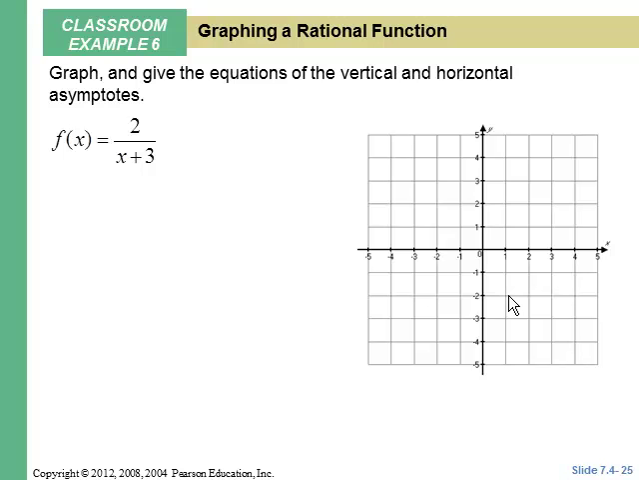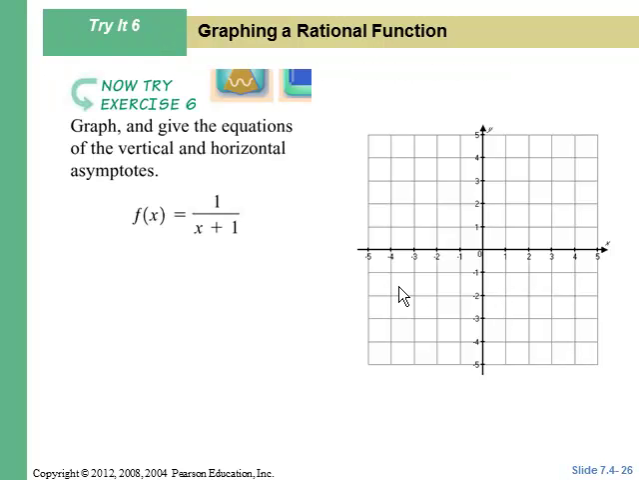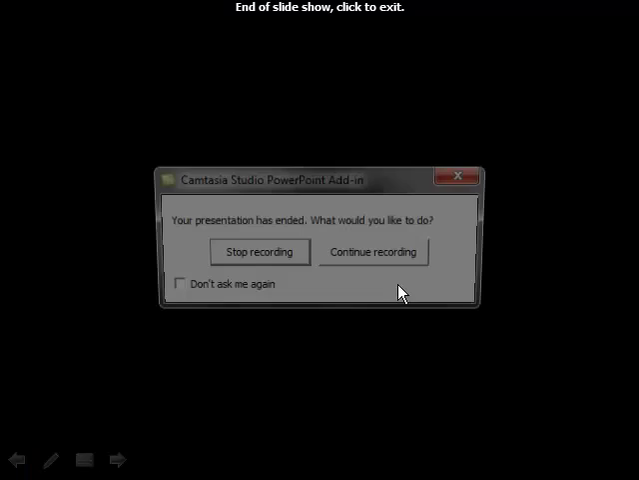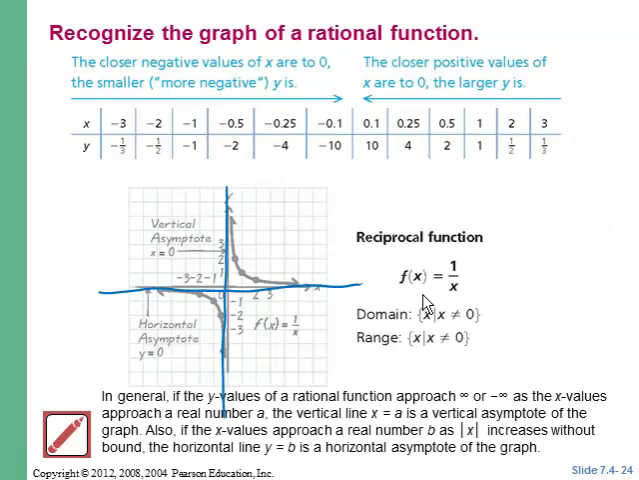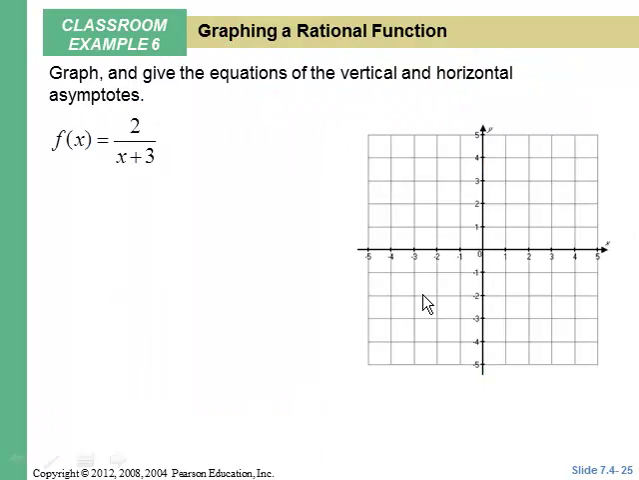Let's look at this one here. The first thing, I thought there was a table of values to fill in. There isn't. We'll have to make our own table of values. Okay, the first thing that you'll notice is x equals negative 3 is going to be a vertical asymptote.